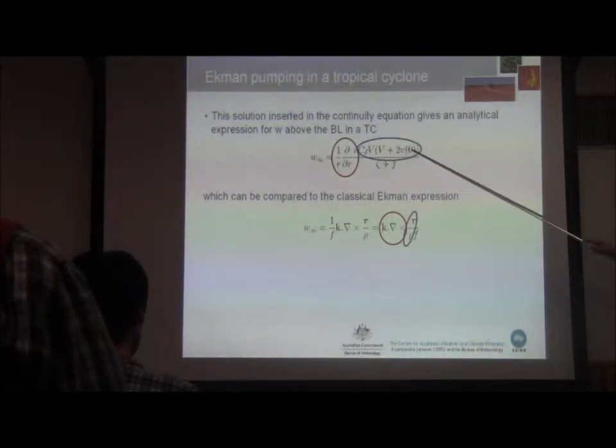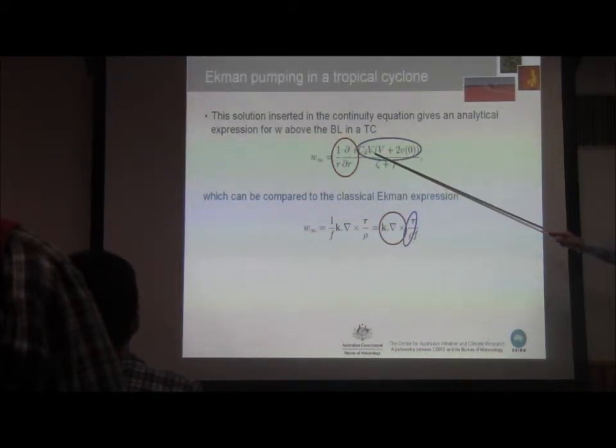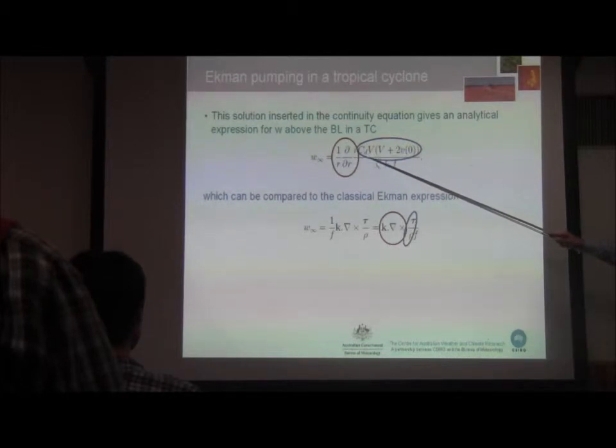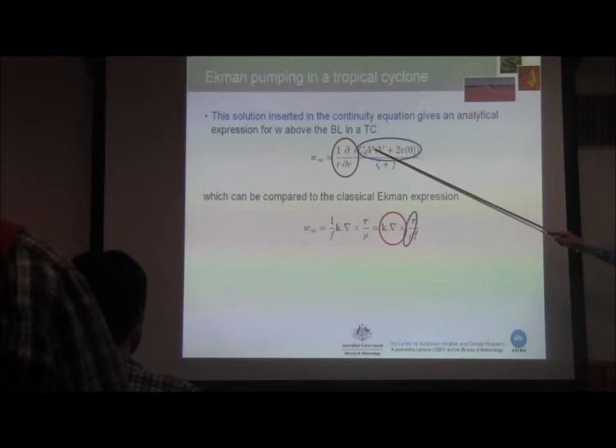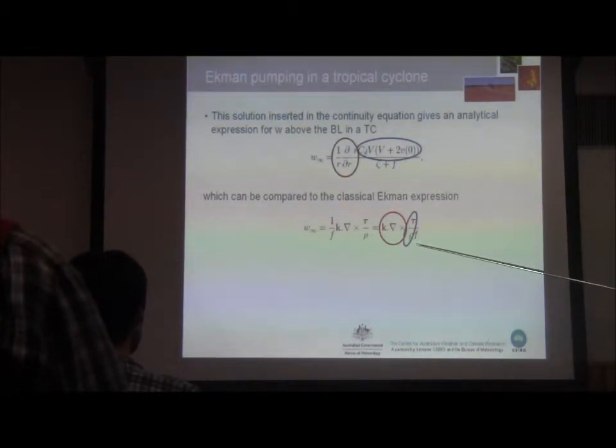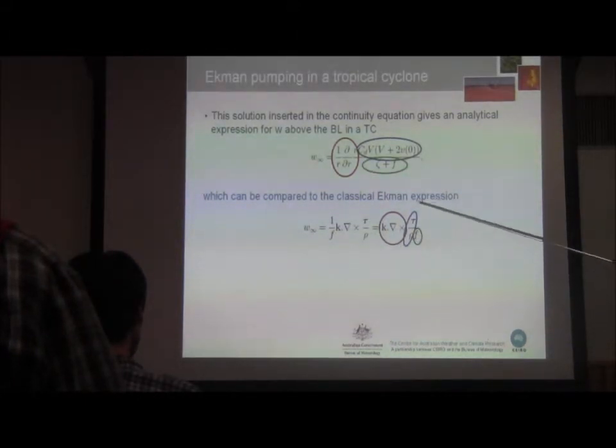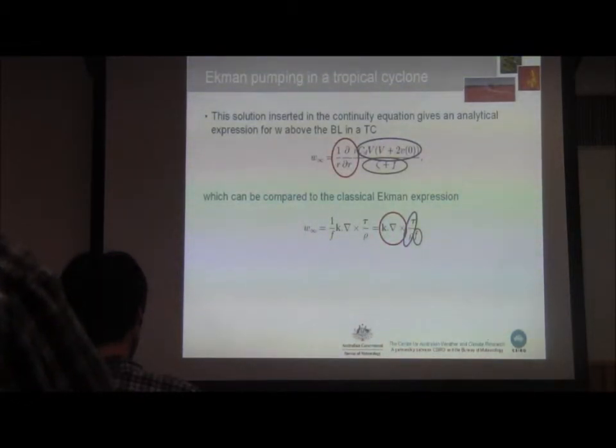This is the surface stress. In this case, it's linearized, so the full form is CD times V plus V naught all squared, but that linearizes out to being this. So we've got curl of the surface stress. In the classic theory, we divide by Coriolis. Here, we've divided by the absolute vorticity. So it's actually a very close cousin of what Ekman worked out 108 years ago.